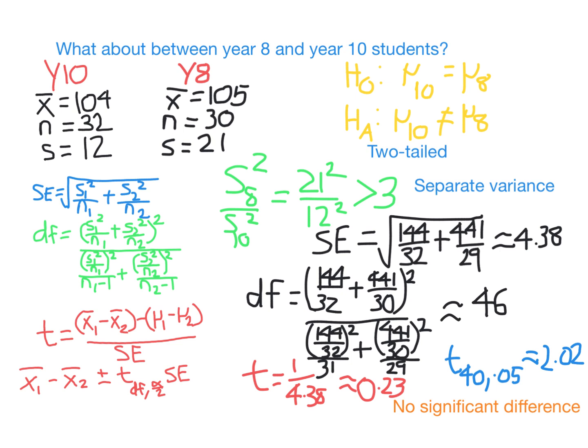And of course, we expected that. The test statistic was very low. This is a very small effect size. It's unlikely that if we looked at the populations of year 10 and year 8, we would get a difference in means.